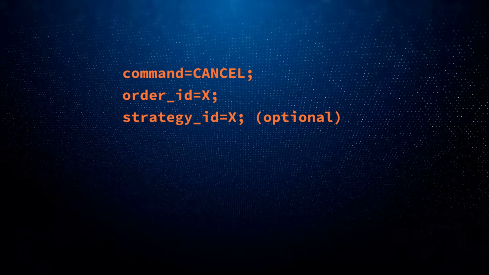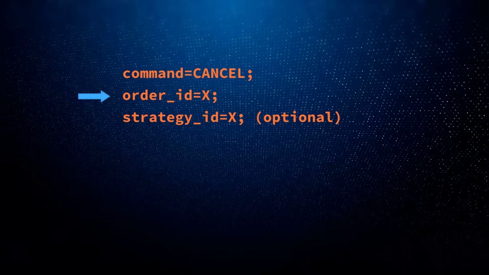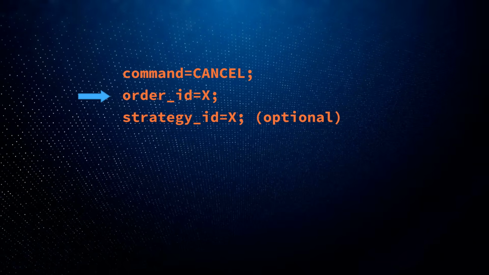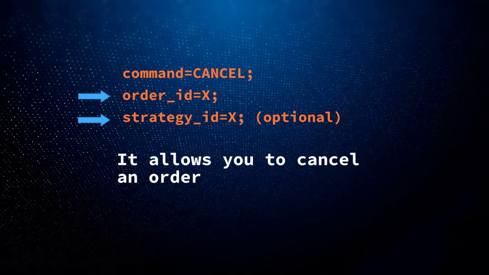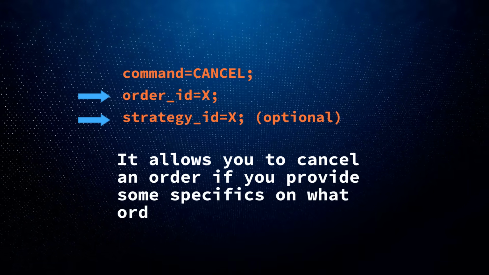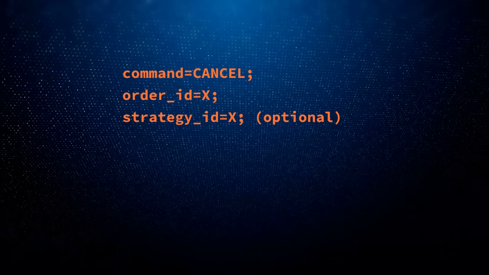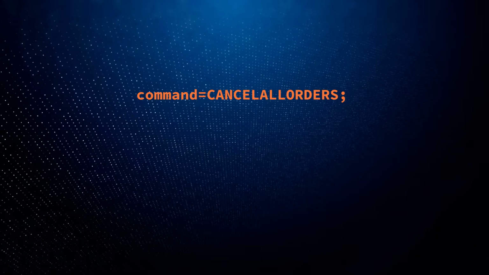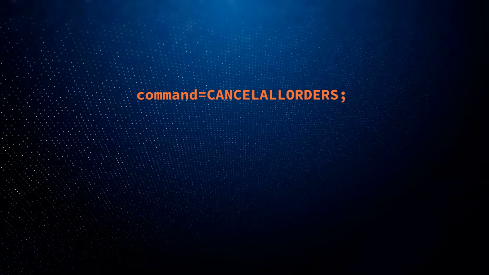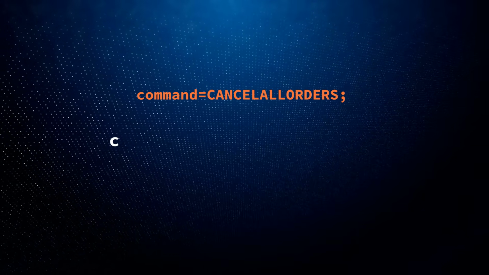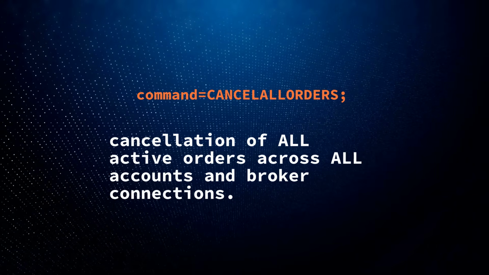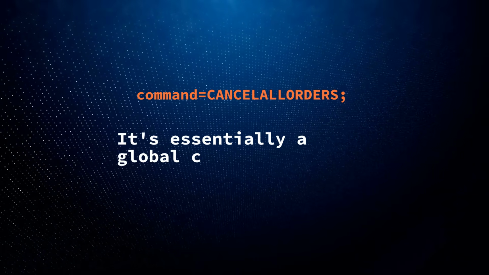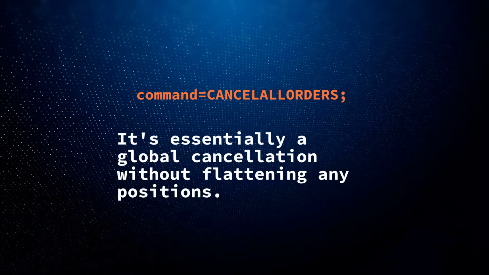The standard cancel command will cancel an order and requires an order ID value and/or an optional strategy ID value. It allows you to cancel an order if you provide some specifics on what order you want to cancel. In other words, this is your simple cancel command, but it's not very powerful. Next, we have the NinjaTrader counterpart to flatten everything, cancel all orders, which allows cancellation of all active orders across all accounts and broker connections. It's essentially a global cancellation without flattening any positions.